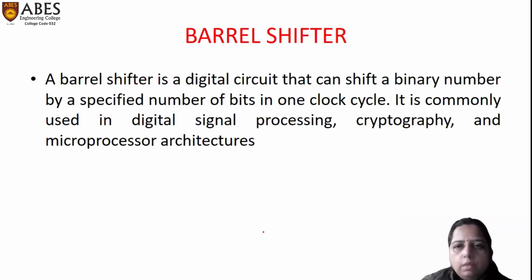Now we come to another circuit, that is barrel shifter. Now what is a barrel shifter? It is a digital circuit that can shift a binary number by a specified number of bits in one clock cycle. It is commonly used in digital signal processing, cryptography, and microprocessor architecture.